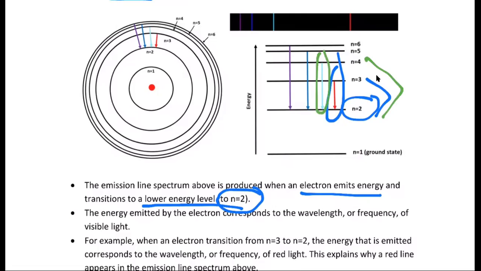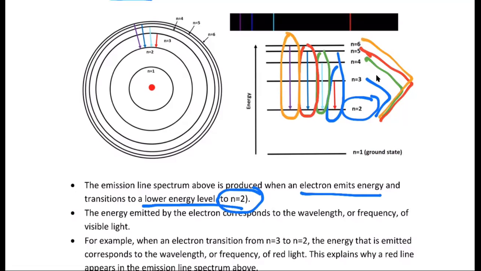If I go to n equals 5 to 2, again, now I have higher energy. Now it's kind of the darker blue, almost that indigo color. And then the final one goes all the way from 6 to 2. That's the largest energy difference, and so that's got the highest energy. So the color of it is going to be that violet.